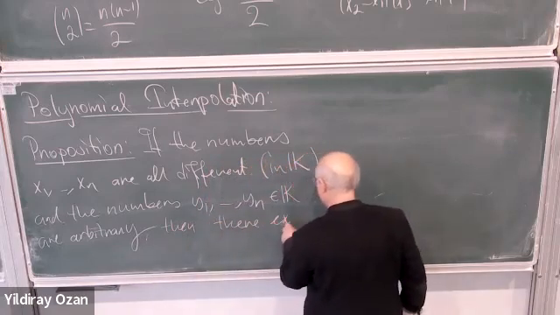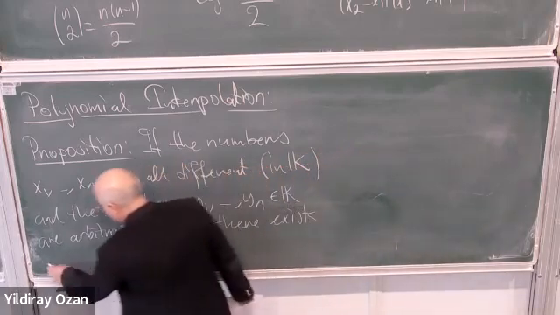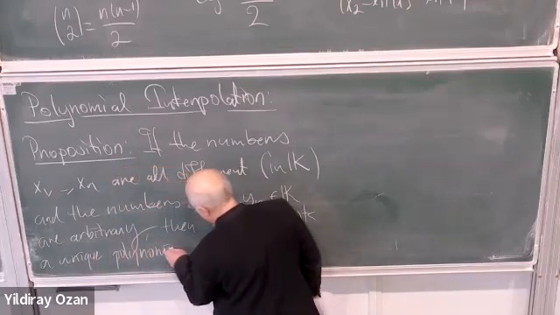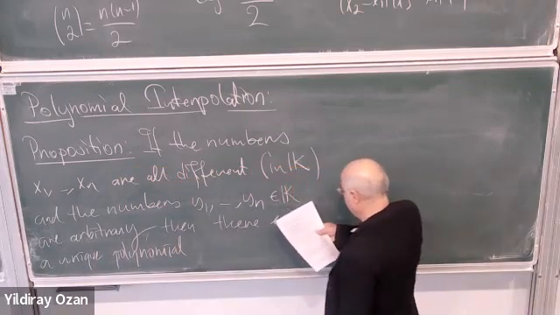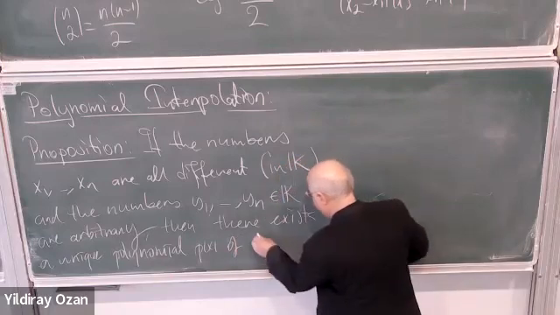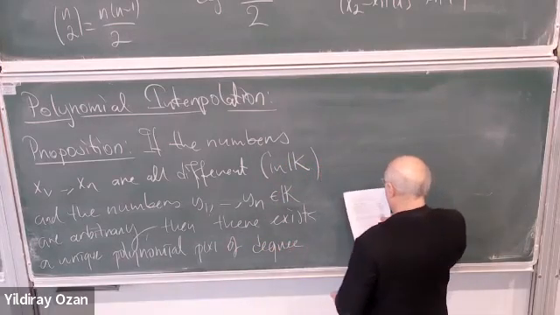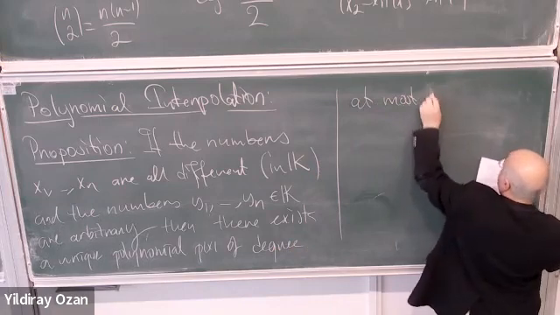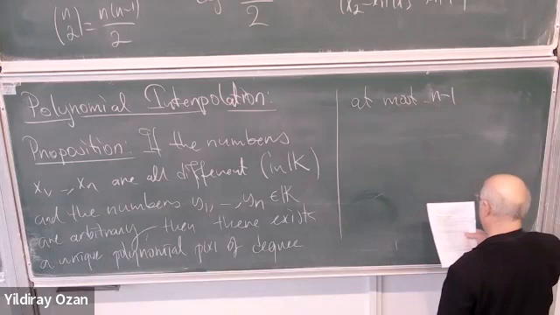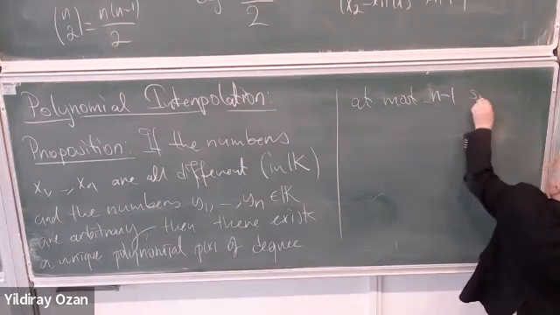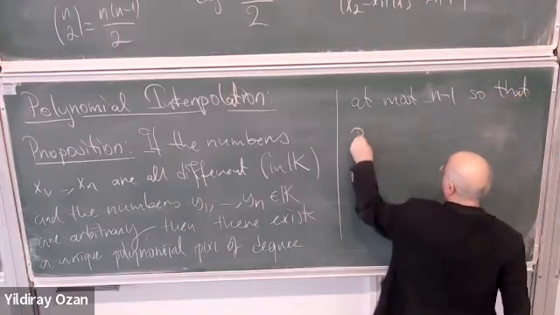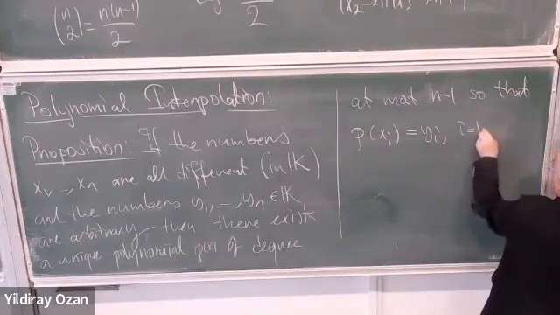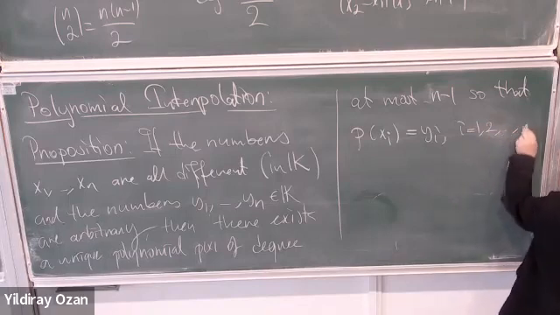there exists a unique polynomial p(x) of degree at most n minus 1, so that the value of this polynomial at xi is equal to yi for all i, from 1 up to n.